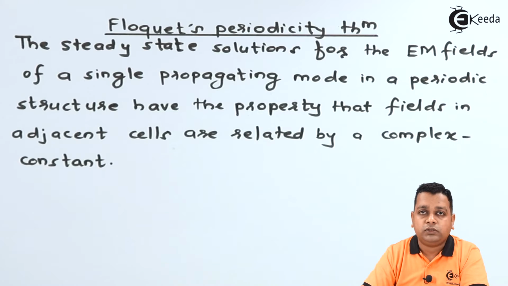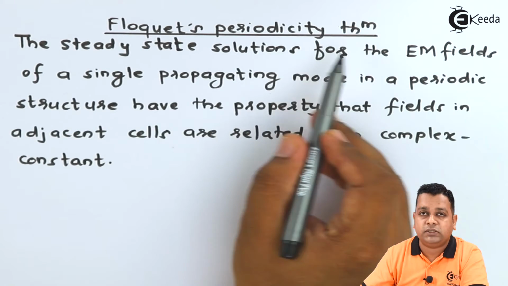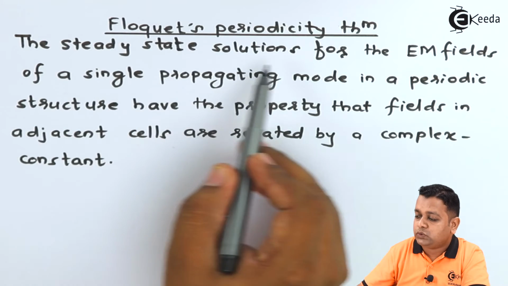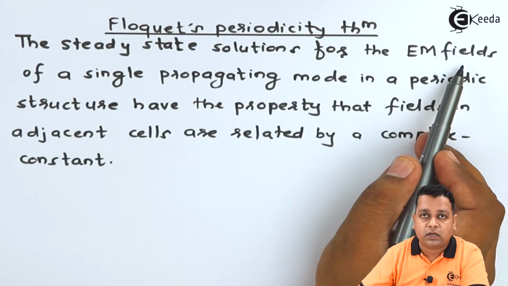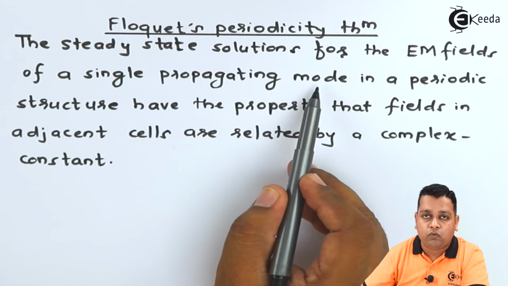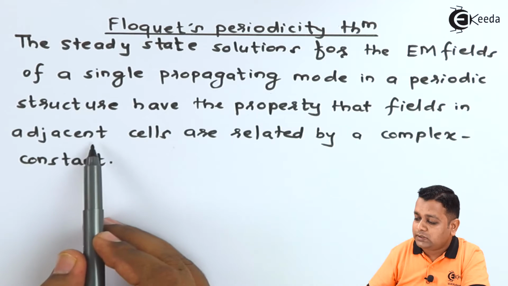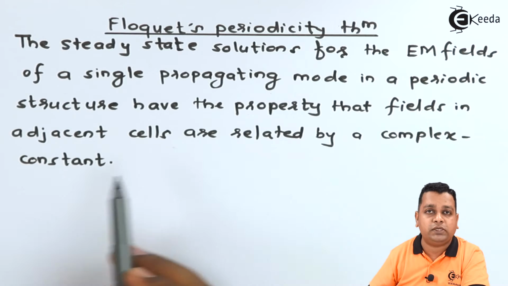Now, in order for a circuit to be a perfect slow wave structure, there is one essential need, that the circuit should follow a periodicity property. The periodicity property for a circuit can be given with the help of one theorem, called Floquet's periodicity theorem. The statement of the theorem is that the steady state solutions for the electromagnetic fields of a single propagating mode in a periodic structure have the property that fields in adjacent cells are related by complex constants.